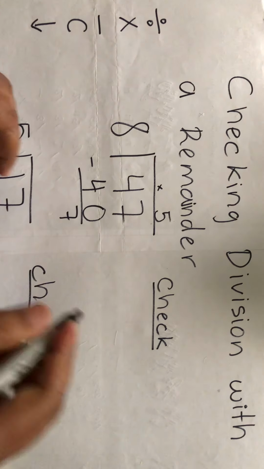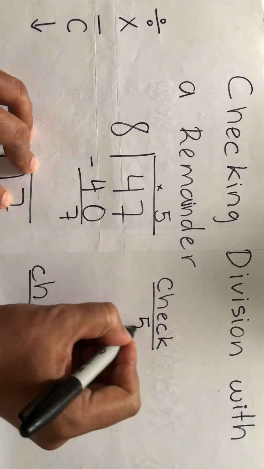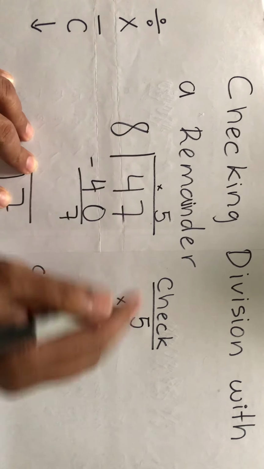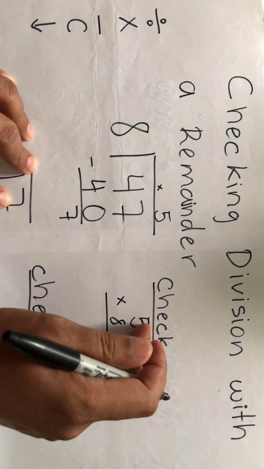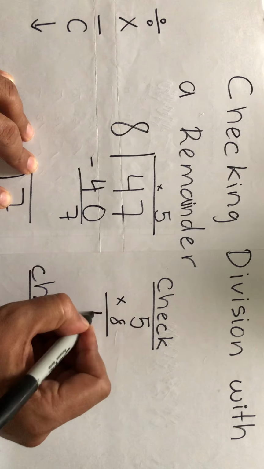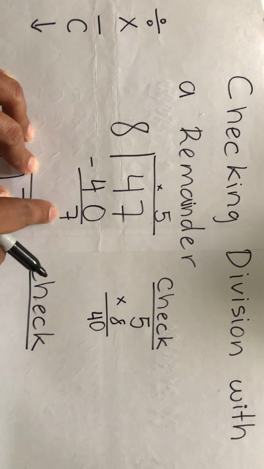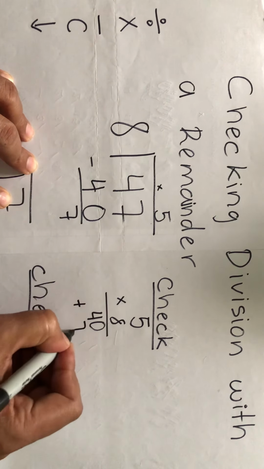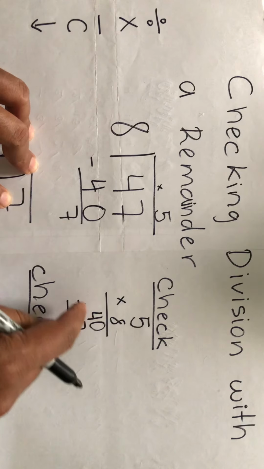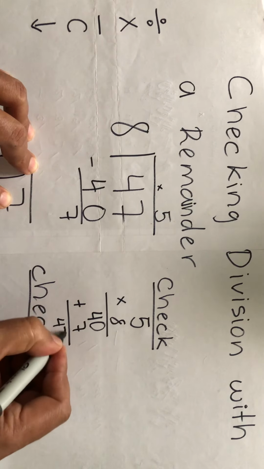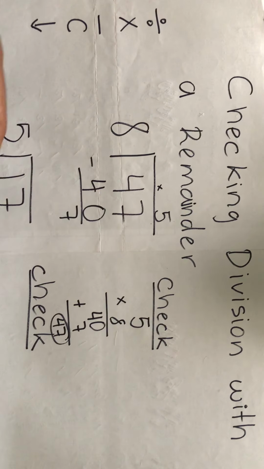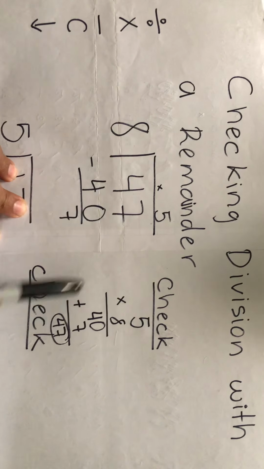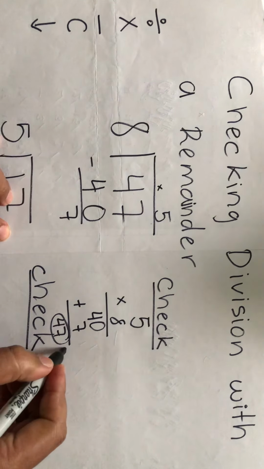First, you multiply the quotient, that is the answer, times the divisor. 5 times 8, if you remember, is 40. And then we have a remainder, so we're going to add 7. If you add 40 plus 7, the answer is 47. So this answer must be equal to the dividend. If equal, the check is correct.